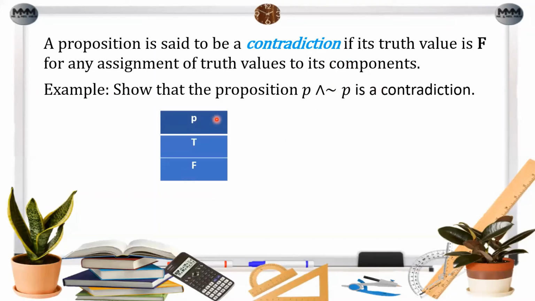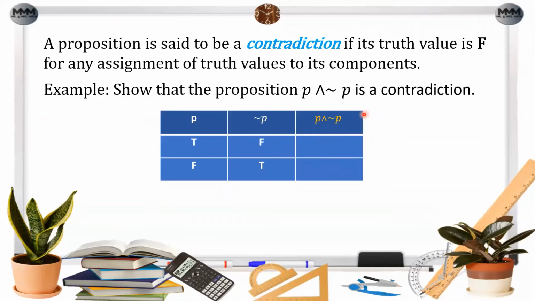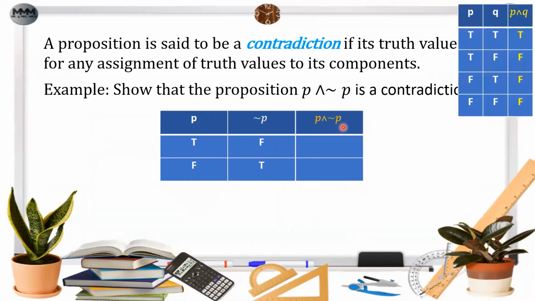So again, let's have here a proposition P because only P is involved here. So we have T, F. And then for not P, for the negation, we have this one. Then for the last column, to determine the truth value, we can use the table, or you just use the meaning of this connective. So we have here T, F. Again, and, because this is and, conjunction.